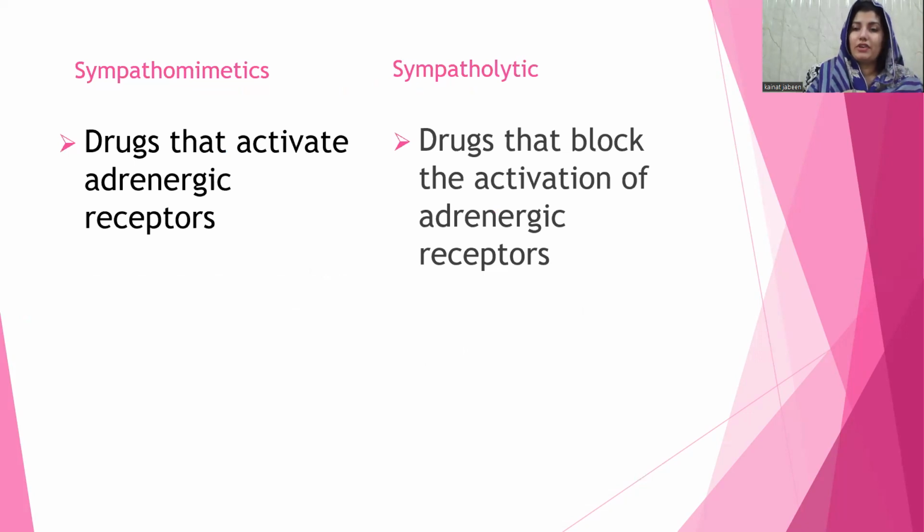Next, there are two types of adrenergic drugs. Either they are agonist or antagonist, sympathomimetic or sympatholytic. Sympathomimetic means they are going to increase the sympathetic activity of the body. Sympathetic system is going to be activated by the drugs. So they are known as sympathomimetic, and sympatholytic drugs are going to block the neurons and block their activation.